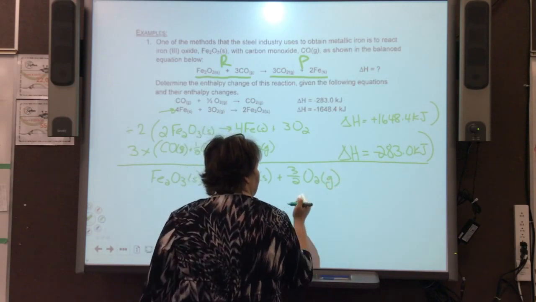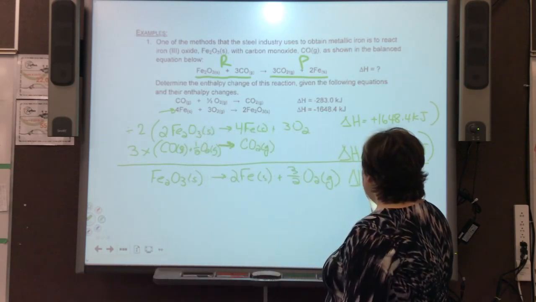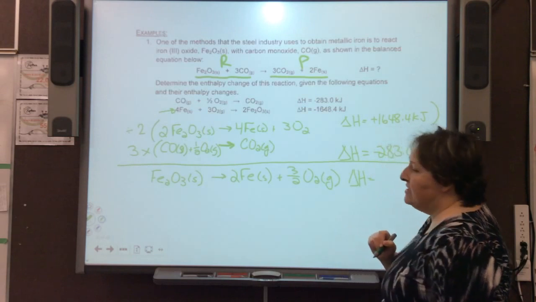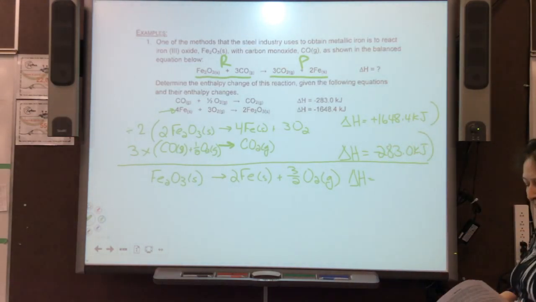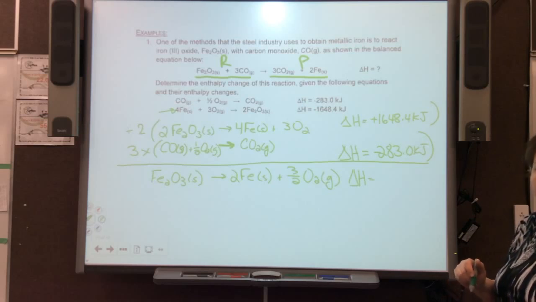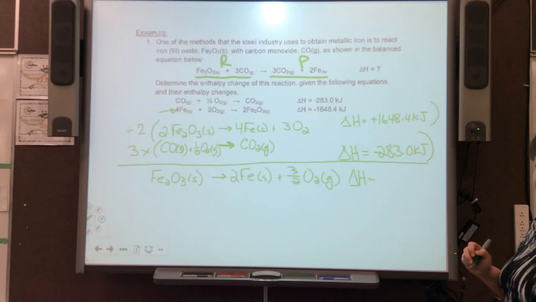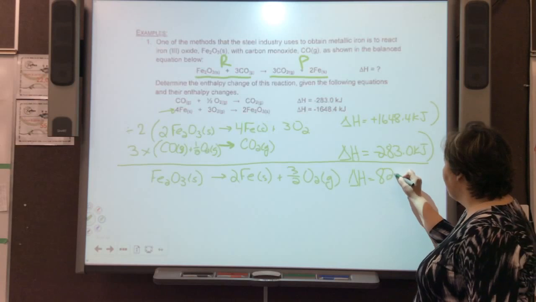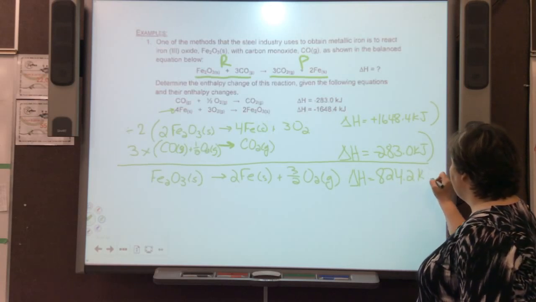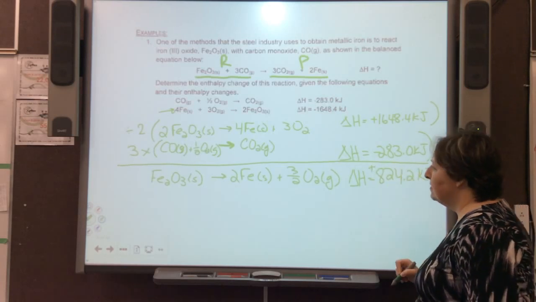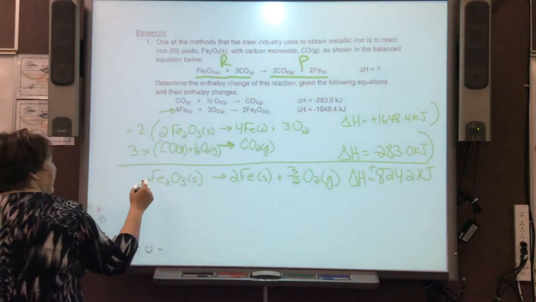Make sure you're writing your states in. Your delta H, 1648.4 divided by 2 is 824.2, positive. And then we look at the carbon monoxide line.